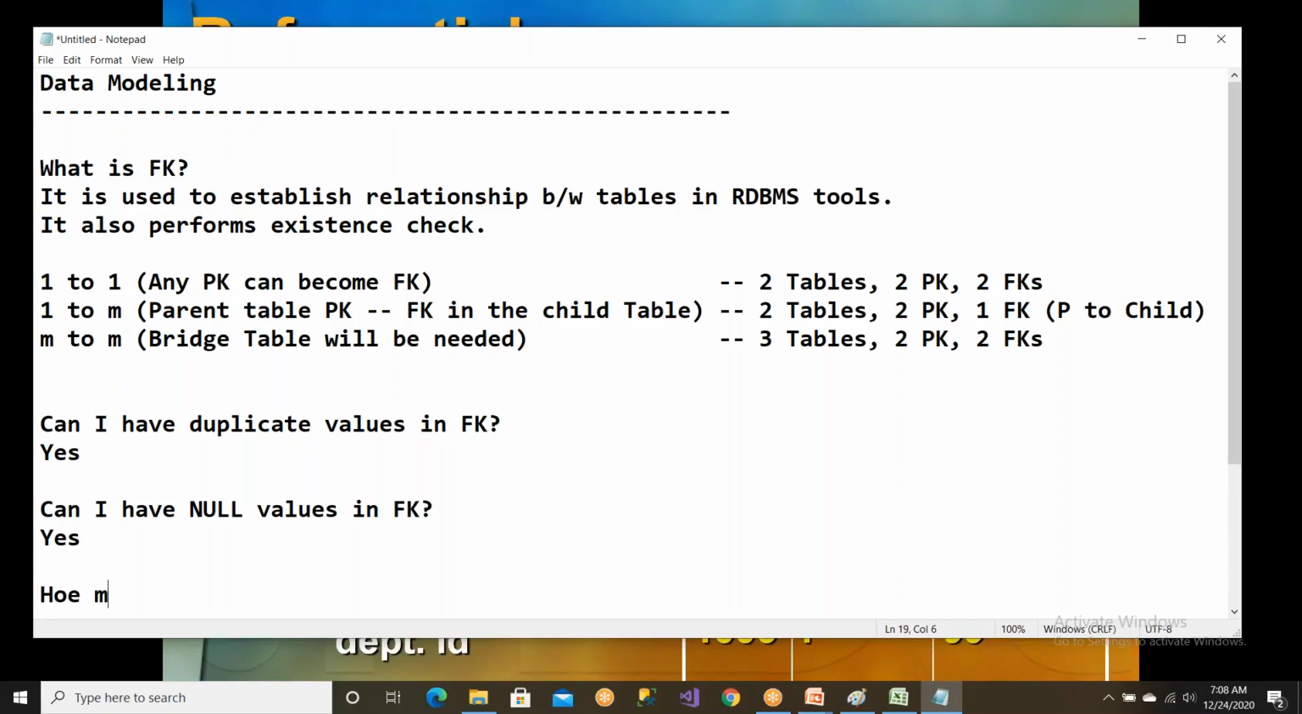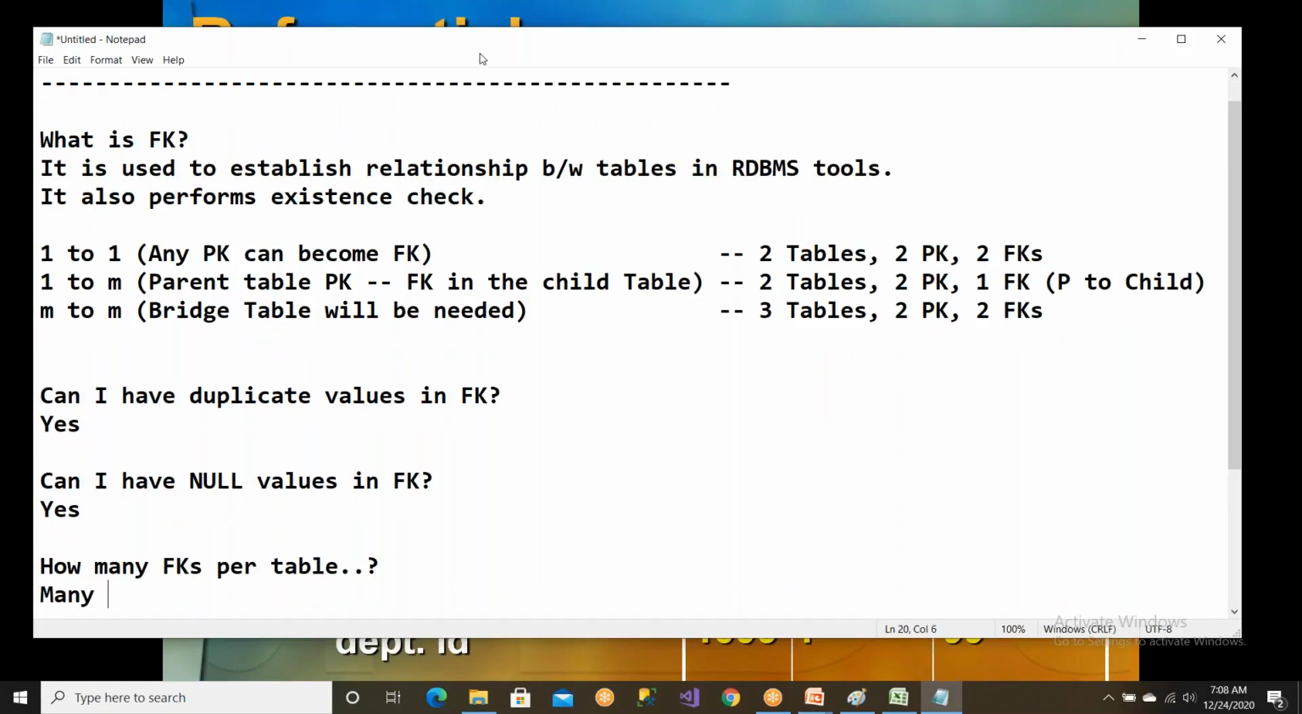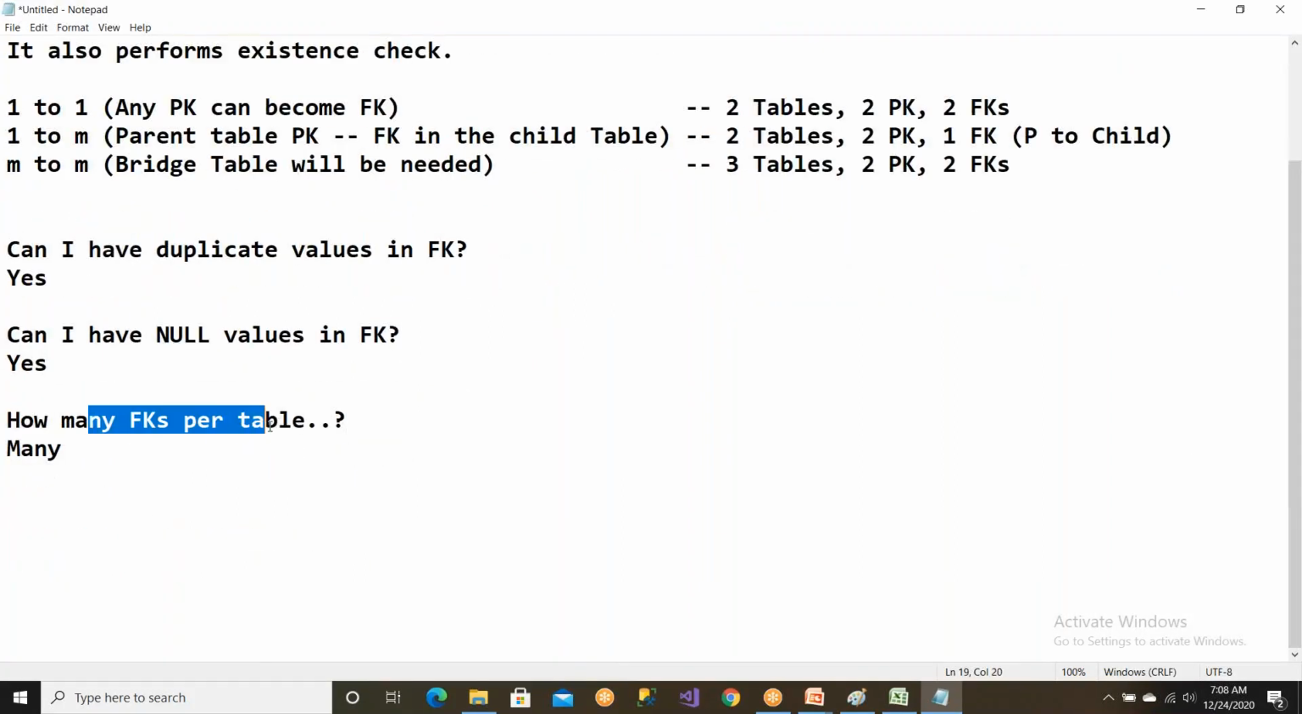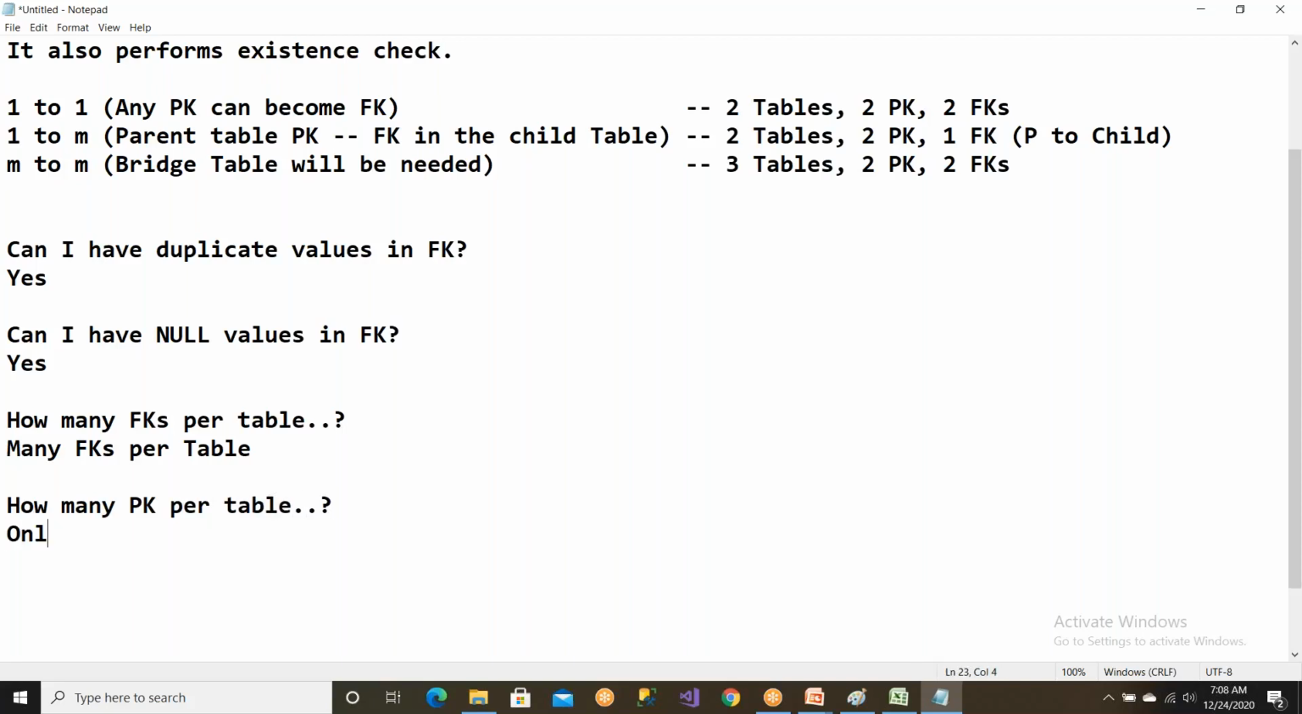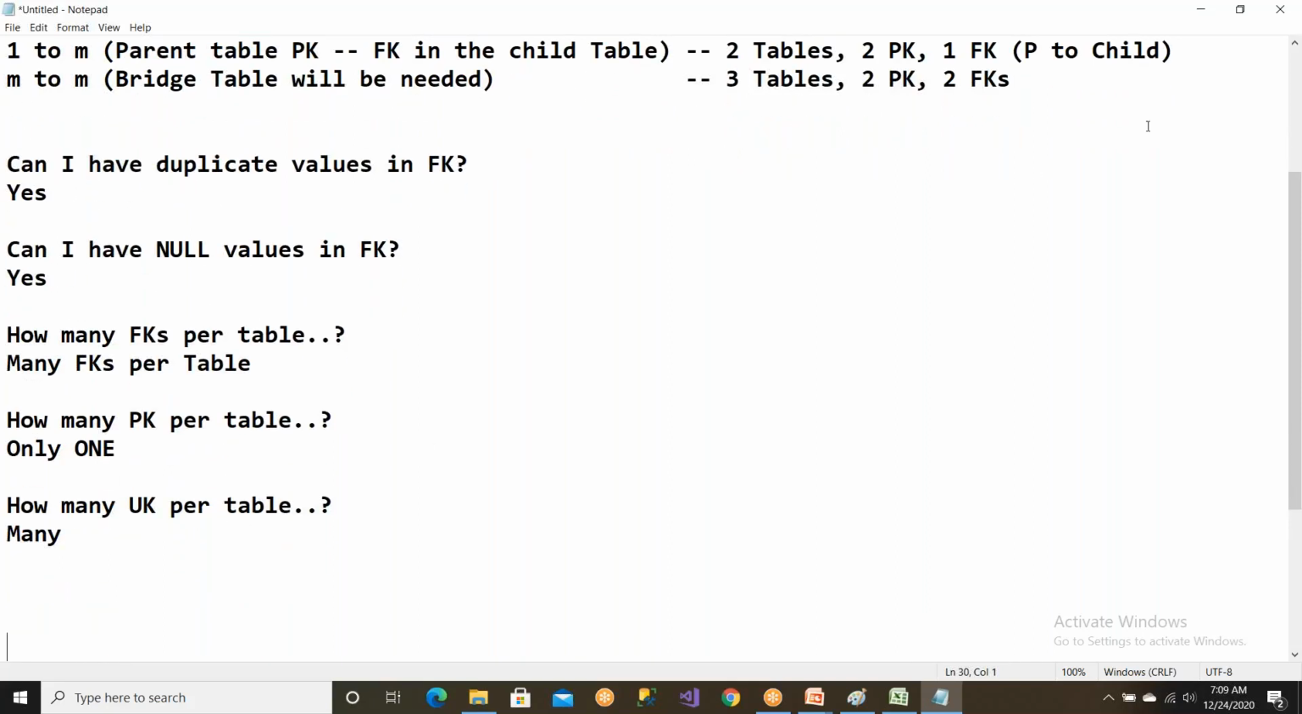Clear? So the next question, how many foreign keys per table? Do we have only one or multiple? The answer is many. That's what we need to understand. How many foreign keys per table can we have? Many foreign keys per table. Clear? So how many primary keys per table? Already we discussed these points. Only one. Clear? It can be a composite primary key. So how many unique keys per table? Many. Clear? So you can have many unique keys per table. Am I clear? That is very, very important.